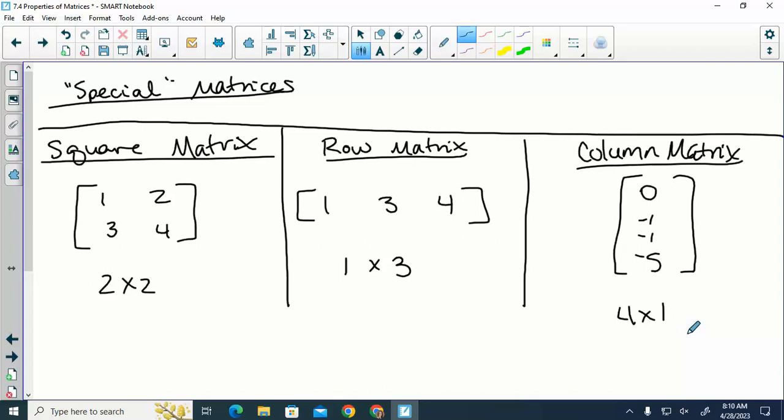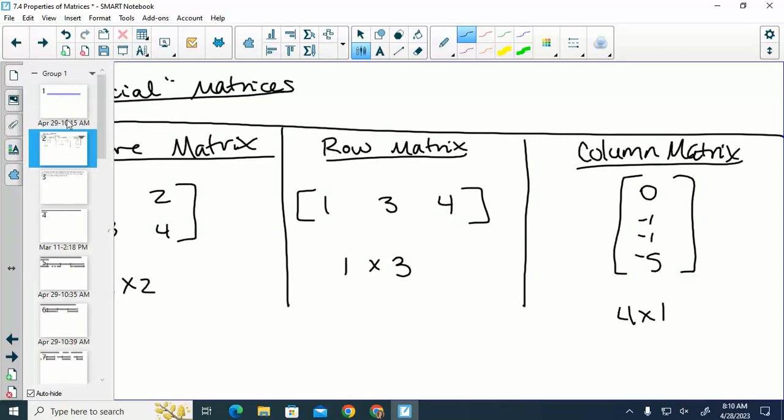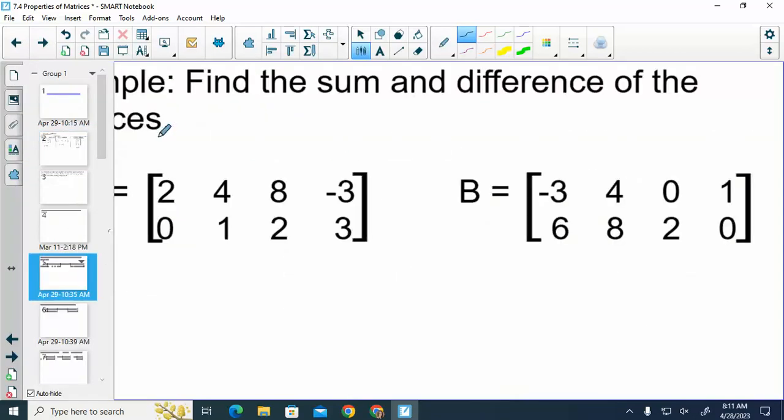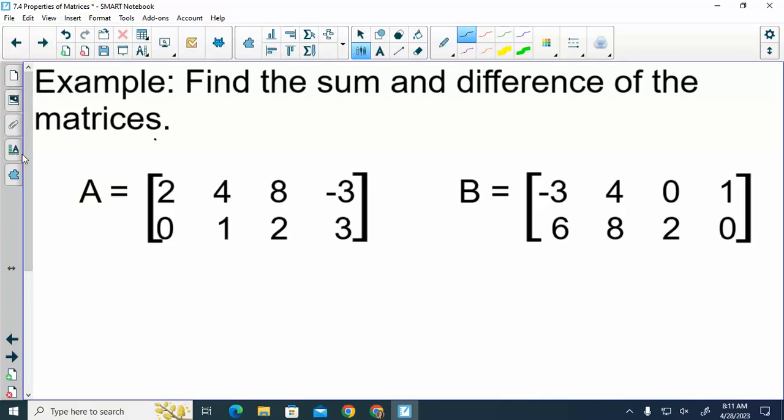So now I just want to talk about adding and subtracting matrices. If you just had to take a shot in the dark and guess what it is, you would probably be right. Okay, so if I gave you two matrices, A and B, first of all, they have to have the same size. What size are they? 2 by 4. They're both 2 by 4. If they were not the same size, we would just say no solution. We could not add them together.